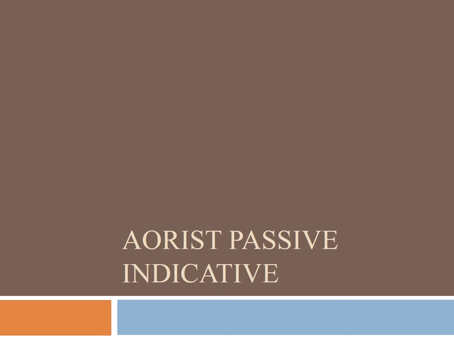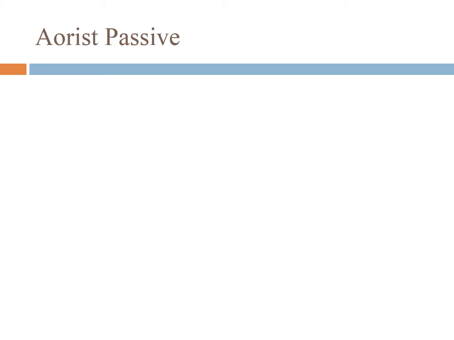Aorist passive indicative. Let's look at the elements of the aorist passive. Time is past. This is a past tense. The stem that's used is aorist.